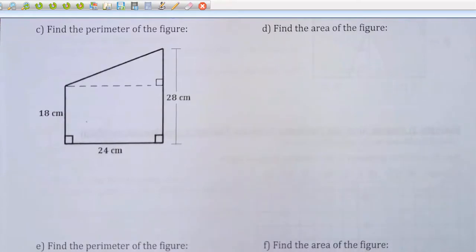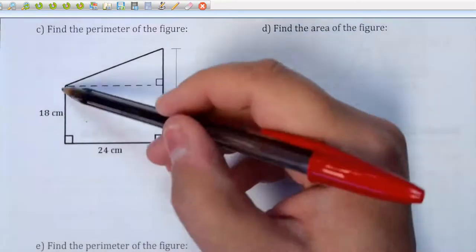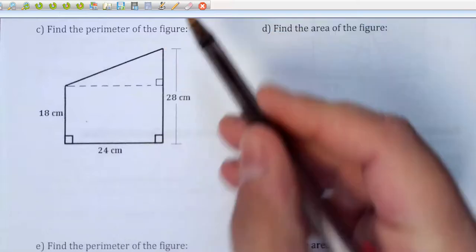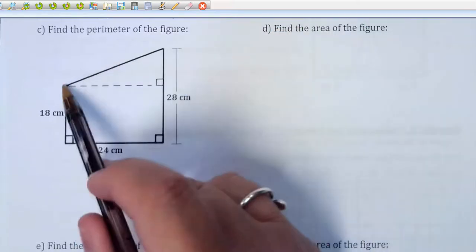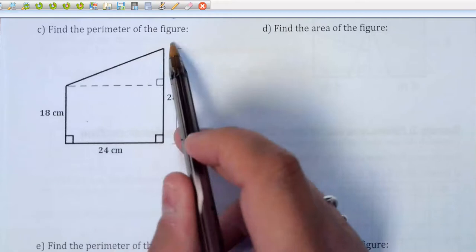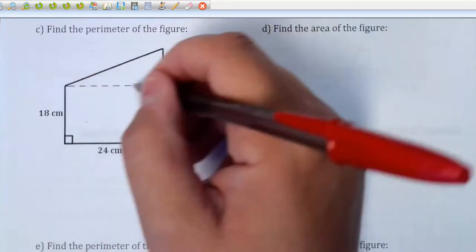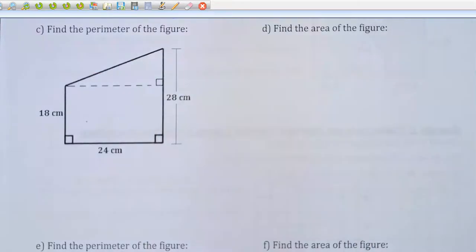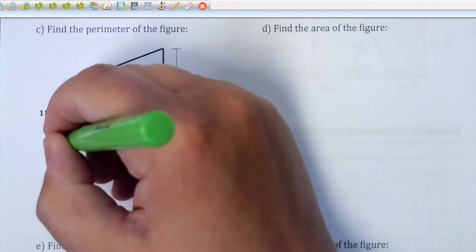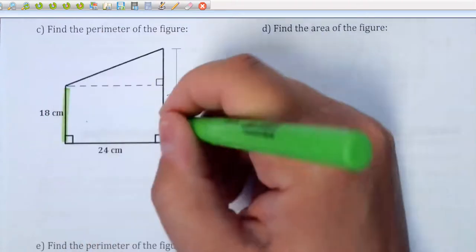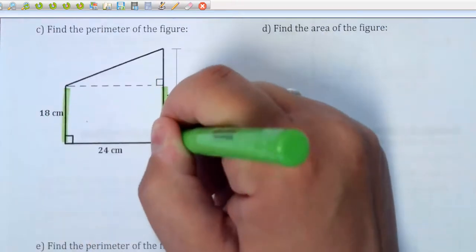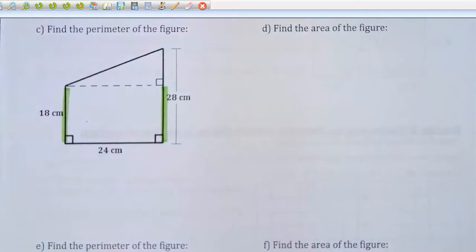All right, so for perimeter here, I have 3 of the sides labeled. What I don't have labeled is this side here. Okay, now, what I do have, though, is this dotted line. I do have a right triangle, so I just want to kind of highlight what I'm going to do here real quick. If this is 18, and this is a rectangle here, this much of it would also be 18.